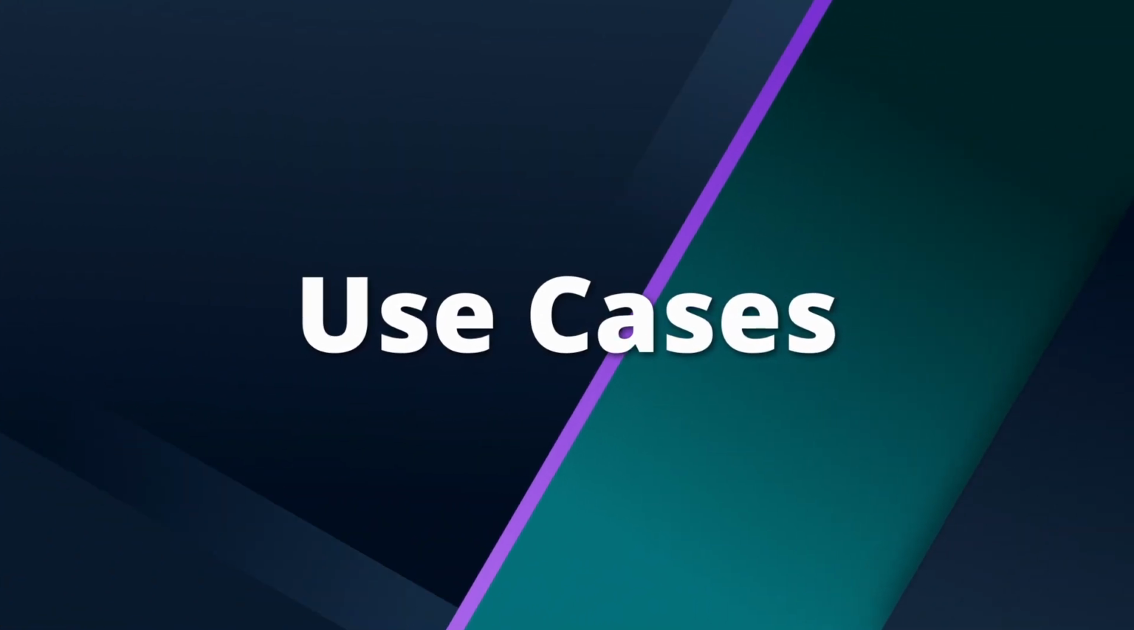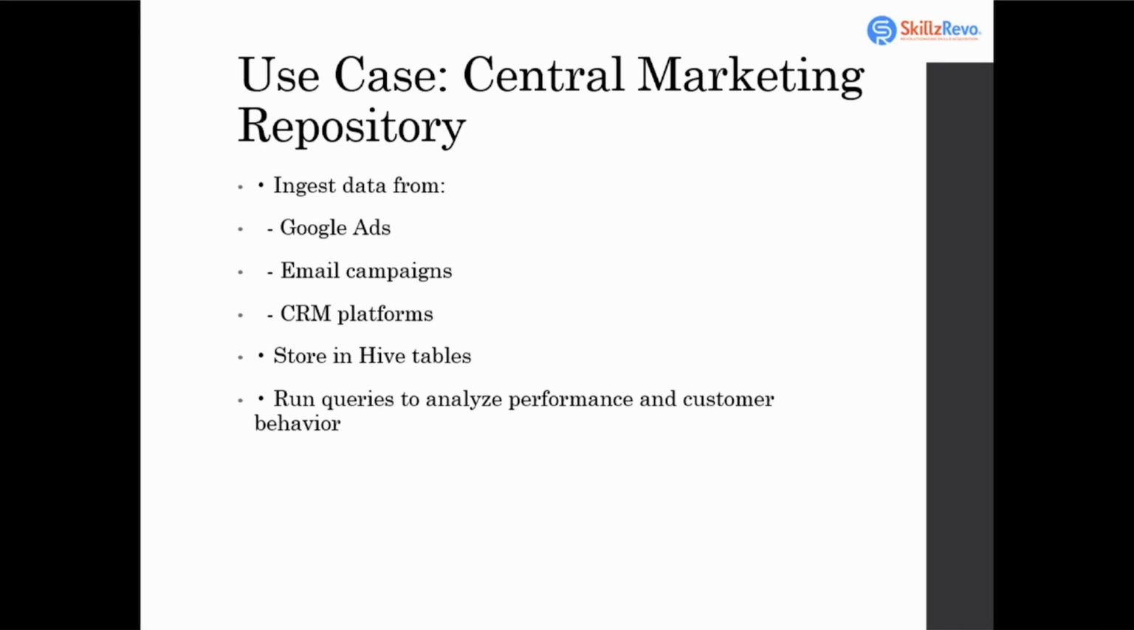Let's consider a real-world use case. Say you want to build a centralized repository for marketing. Here's how you can do it. Ingest the data from multiple sources like Google Ads, email campaigns, and tools like Mailchimp. Then CRM platforms like Salesforce or HubSpot. Then load the data into the Hive tables, maybe partitioned by campaign or time. Now run queries like what was our email open rate last quarter, which campaign drove the most sales, what was our cost per lead from the different channels. This setup helps to create a 360-degree view of marketing performance.